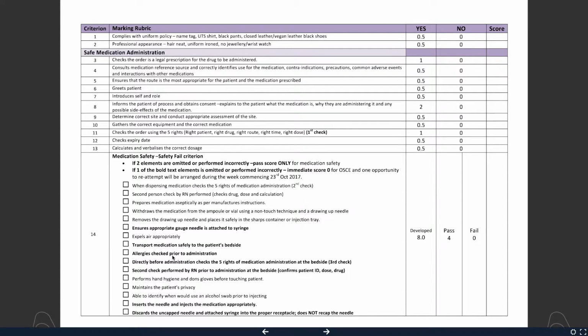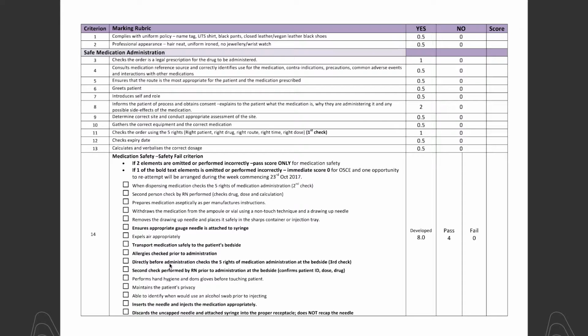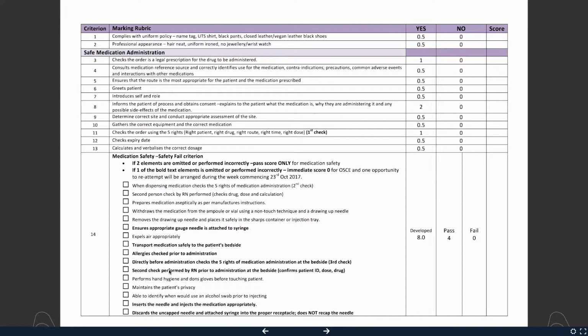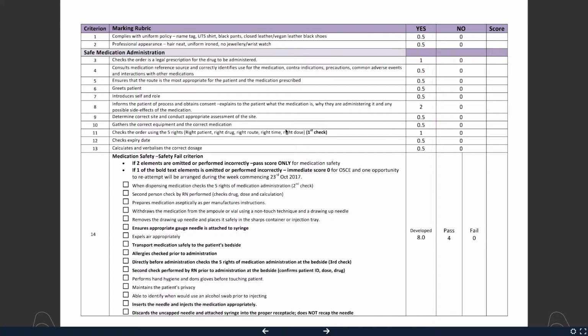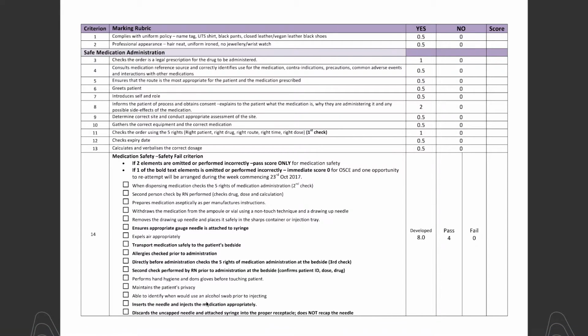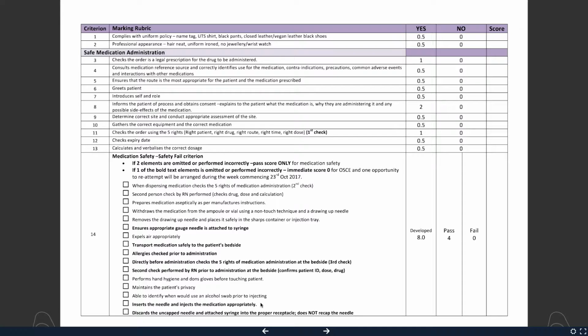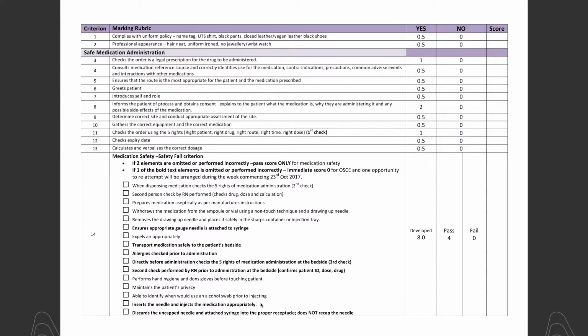You check allergies prior to administration. And before you actually administer the medication, you perform the third check, and the second check by the RN is also performed at the bedside. Then the other two bold text elements are that you insert the needle and inject the medication appropriately. So what I mean by that is your actual injection technique is appropriate and that you've been able to inject the medication safely.